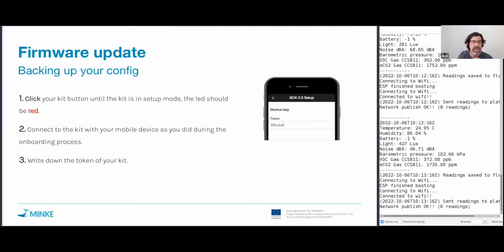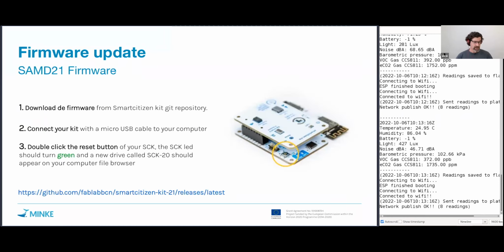You can connect to your kit when it is in setup mode, as you did the first time, and check the token. You can write it down if you haven't done it before, and then you can proceed with the firmware update. So for the update, you just have to click the kit twice. I don't know if it shows there, okay.